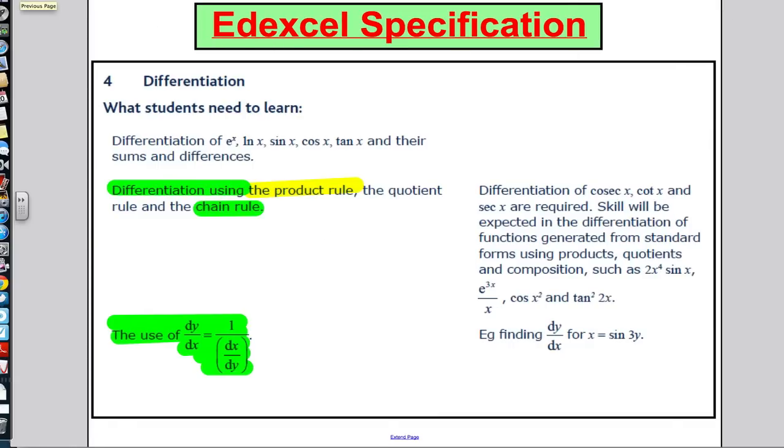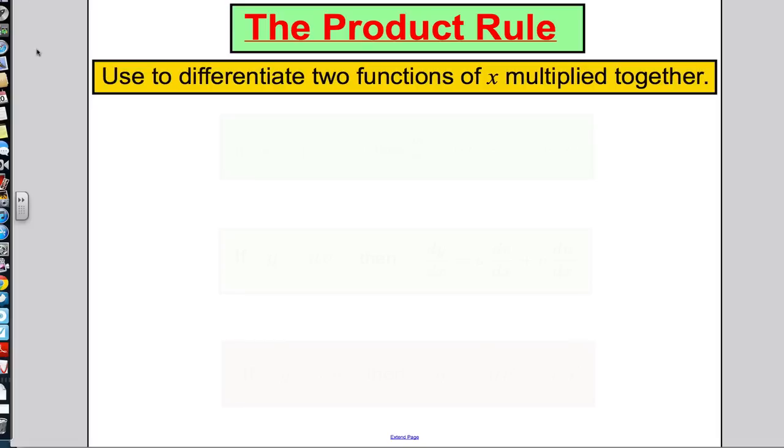Okay, to start with, I'm going to just introduce you to the product rule straight away and what it does. If you want a proof of the product rule, I suggest you look online or in your book. It is an interesting proof, it is worthwhile, but I'm not going to do it in this video. You use the product rule to differentiate two functions of x that are multiplied together. And the product rule says the following.